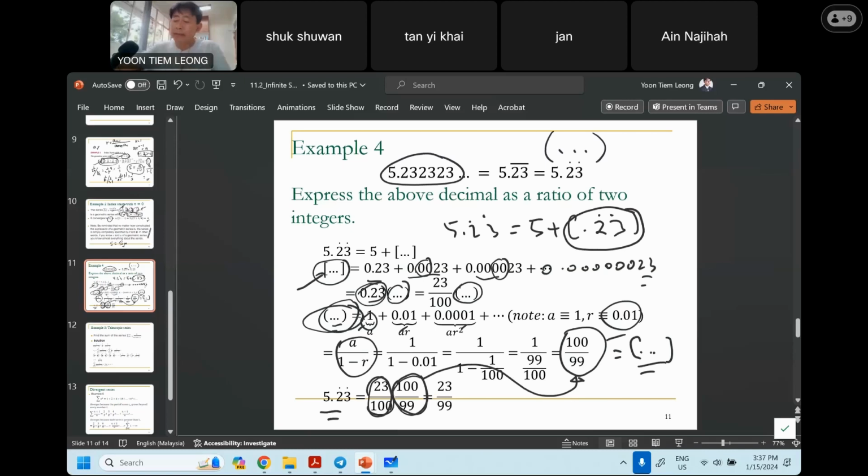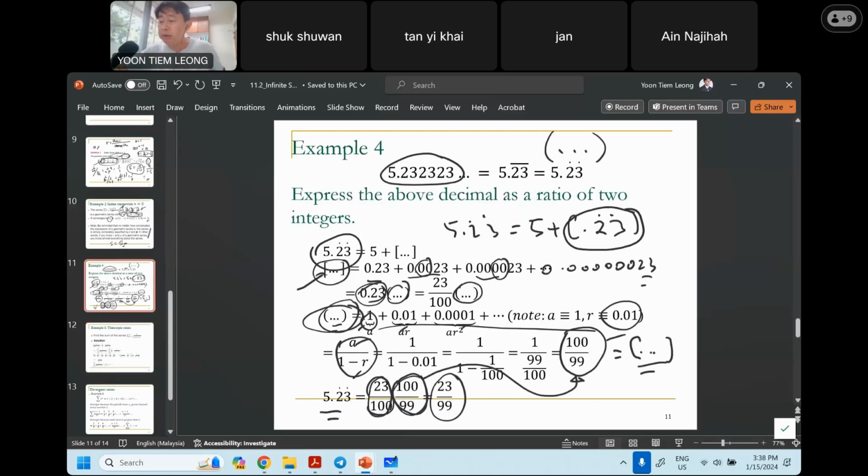The 100 over 99 sum is obtained by slotting in the values of a and r into the equation for the geometric series. And in order to arrive at the correct expression of an exact ratio that represents 5.23 recurring, you have to be smart to identify that the 0.23 could be expressed as a geometric series. So the geometric series appears in a disguised form in example 4. Once you have identified those geometric series, then you can solve the problem quite straightforwardly.